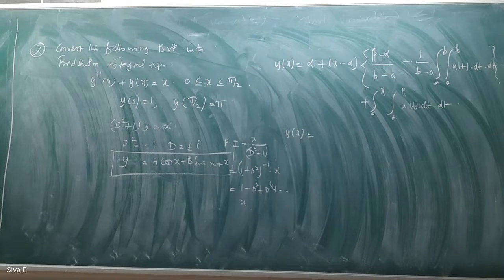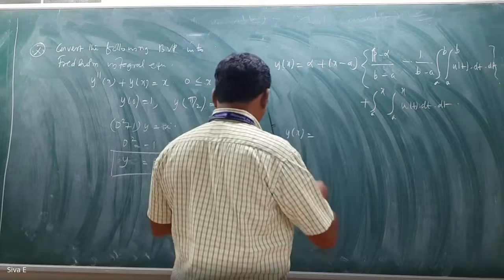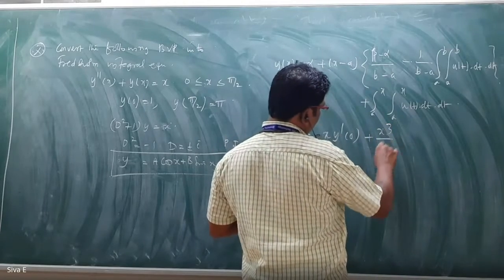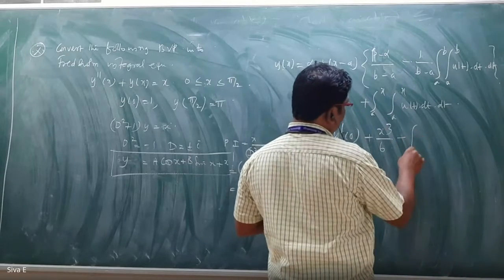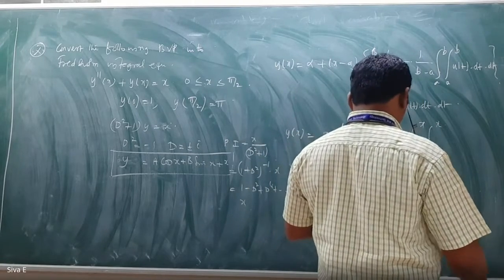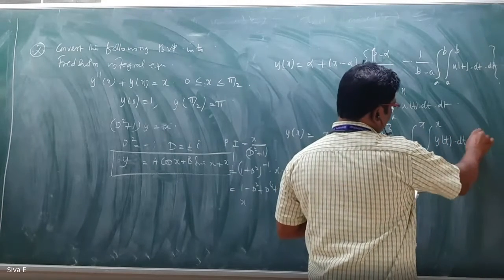What is the value of alpha and beta? y of x equal to x y dash of 0 plus x cube by 6 minus integral over 0 to x, integral over 0 to x, y of t dt.